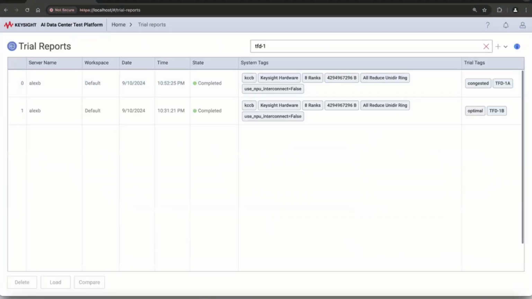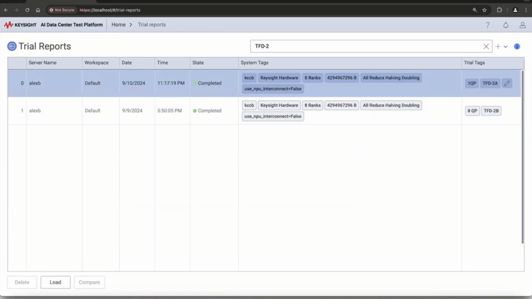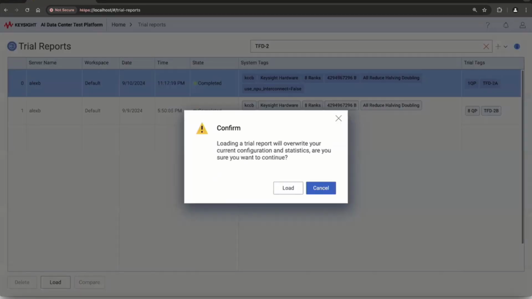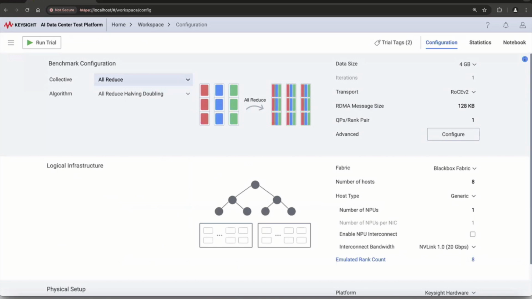So this is one experiment. I want to show you another experiment now where we're running a different algorithm. It's still running an all reduce, but we're running what is known as a halving doubling algorithm. The unique aspect about this is the data at each step is a different amount. And we're running it with one queue pair. So every two GPUs are communicating over one queue pair. Think of it as one connection.